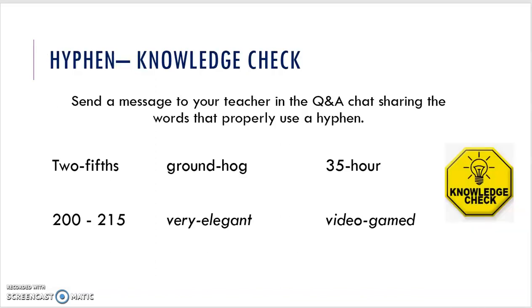So we are going to do a hyphen knowledge check. So I want you to look at these 6 terms here. Which ones are using hyphens properly? Which ones are not? So I want you to note it on your end of the screen. We have 2/5, groundhog, 35 hour, 200 to 215, very elegant, and video gamed. So which ones are correct? Which ones are not? Go ahead and pause this video. When you're ready, go ahead and hit play.